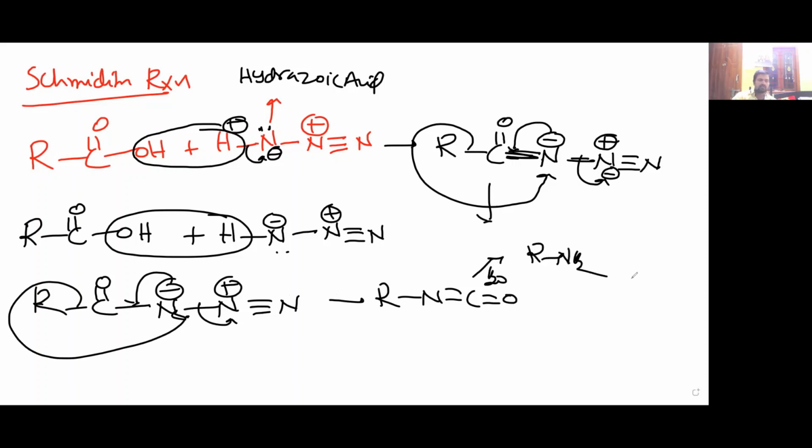This is called the Schmidt reaction. I hope it is clear. And the next reaction, the Curtius rearrangement. What is this Curtius rearrangement? In Hofmann bromamide, Curtius rearrangement, Schmidt reaction, and one more reaction is also coming. What is that? Lossen rearrangement. For all these reactions, alkyl isocyanate is the intermediate.